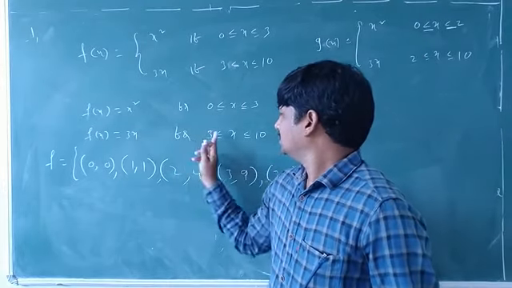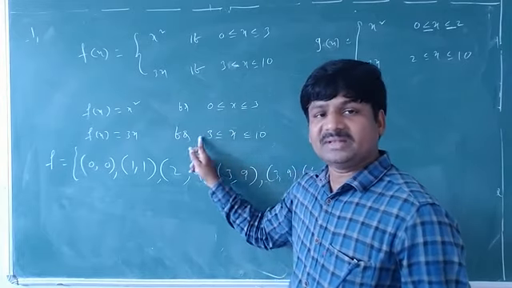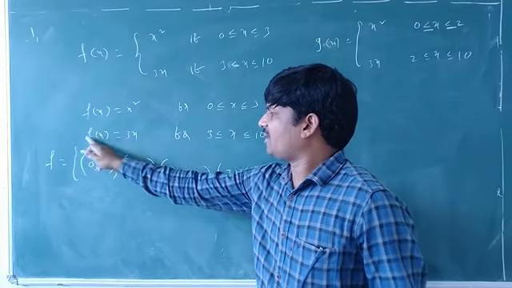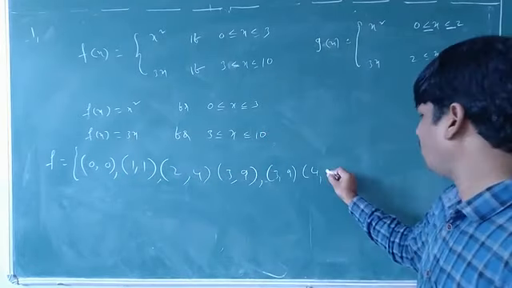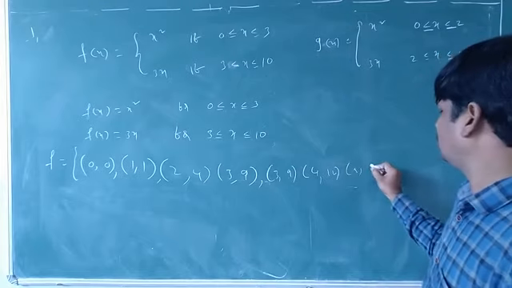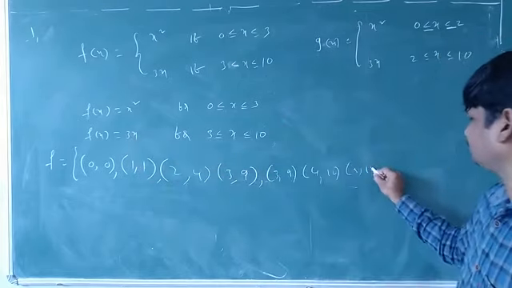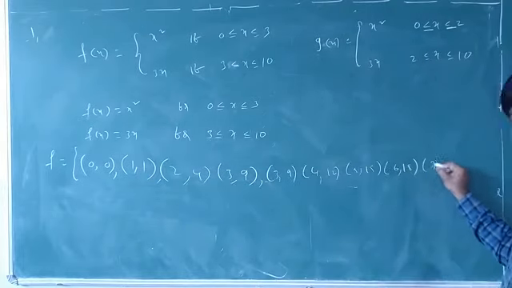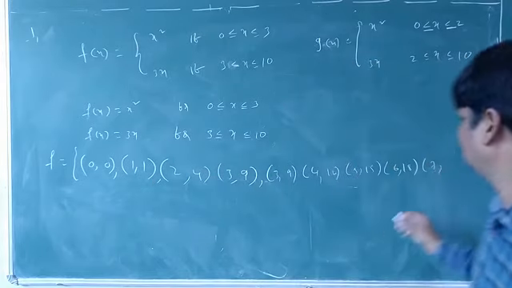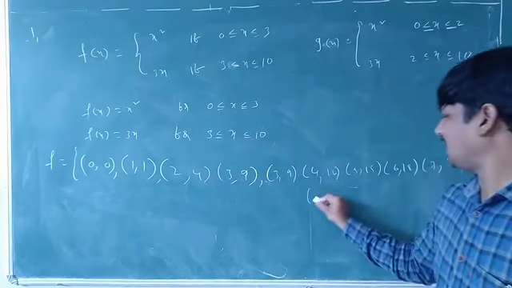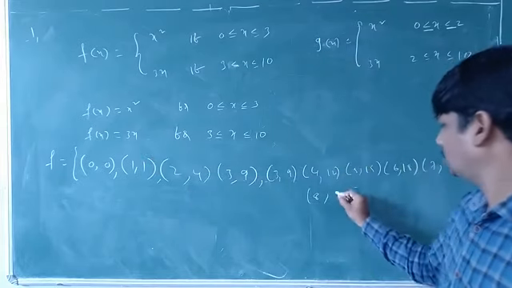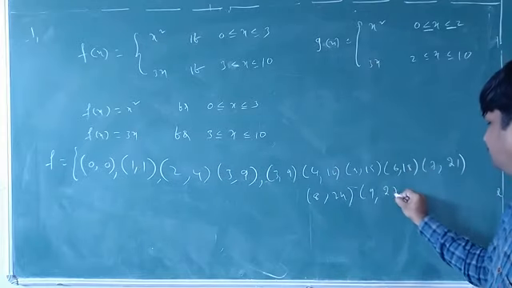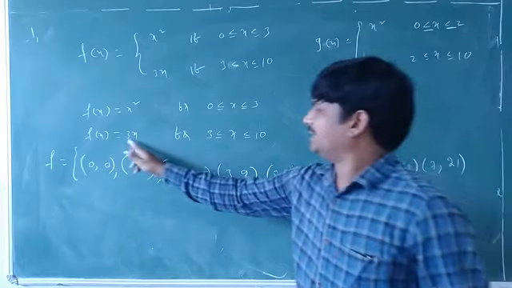Next take 4. If you take x values between 3 and 4, you have to take f of x equal to 3x. Now take 4, that means f of 4. 3 into 4 is 12. If you take 5, 5 into 3 is 15. If you take 6, 6 into 3 is 18. If you take 7, 7 into 3 is 21. If you take 8, 8 into 3 is 24. If you take 9, 9 into 3 is 27. If you take 10, 10 into 3 is 30.